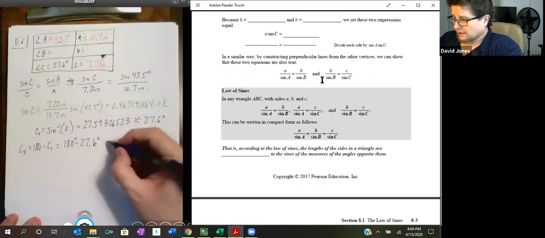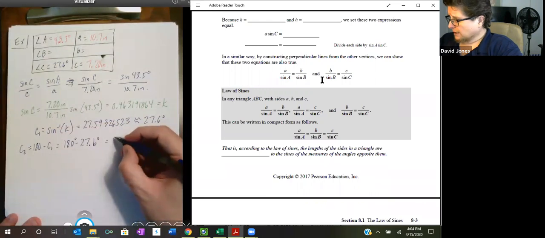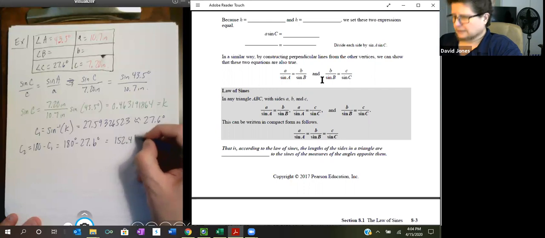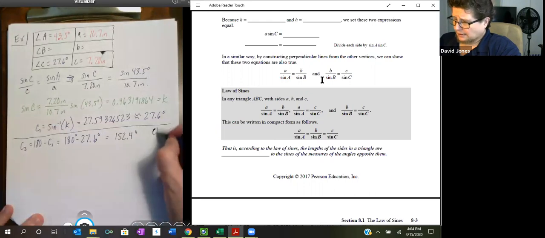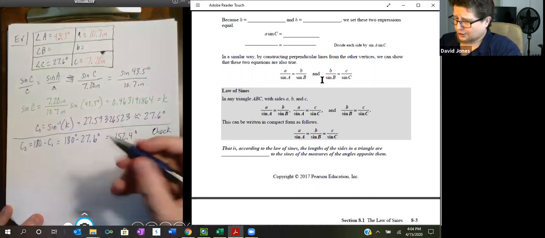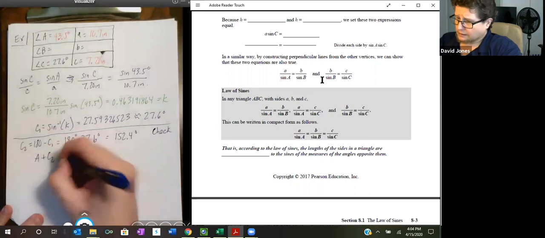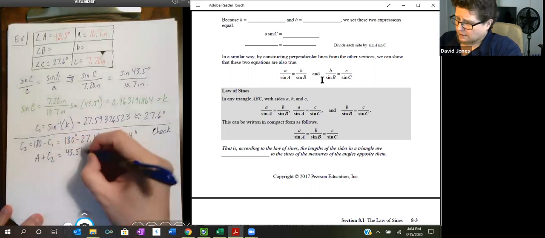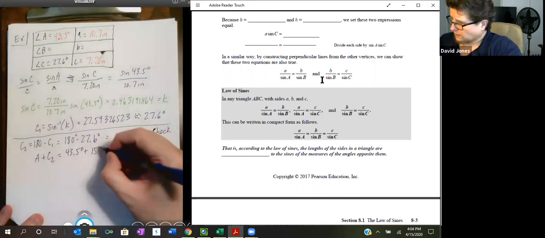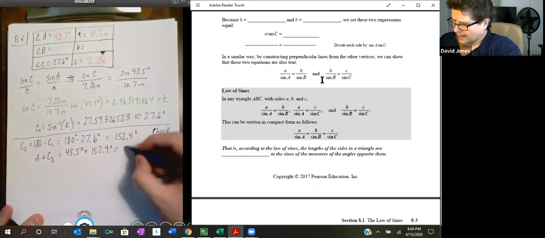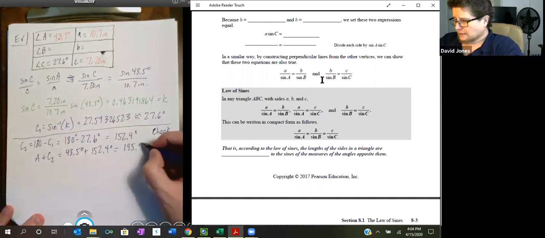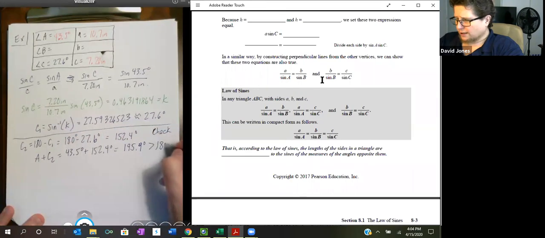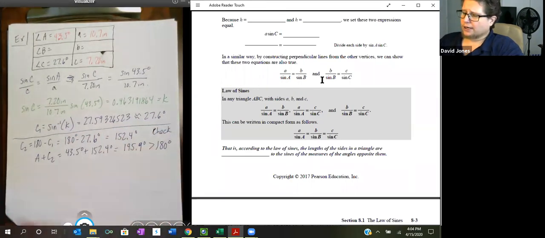Is that 152.4? So this is a quick check. Now we're going to do A plus C2. That adds up to 195.9°, which is greater than 180°. So there's only one triangle.